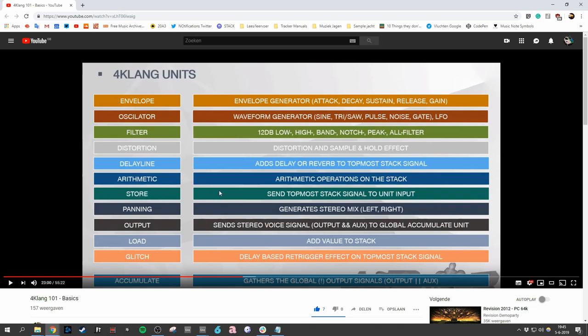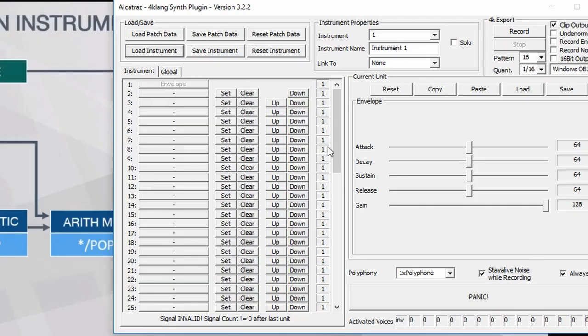Arithmetic and store. These are the units that confuse me the most. So what we have here is called the stack. And currently, the signal is invalid. Let's first try making a very simple instrument and get a simple sound going.